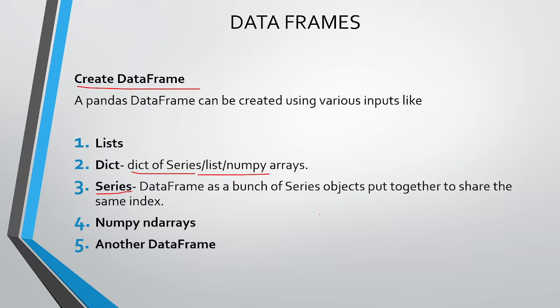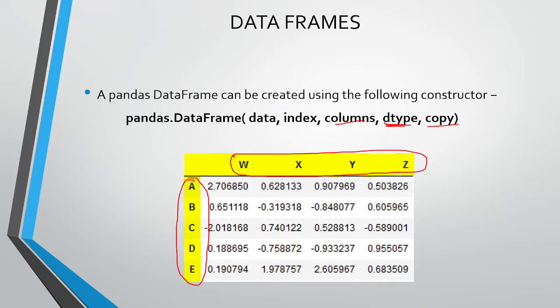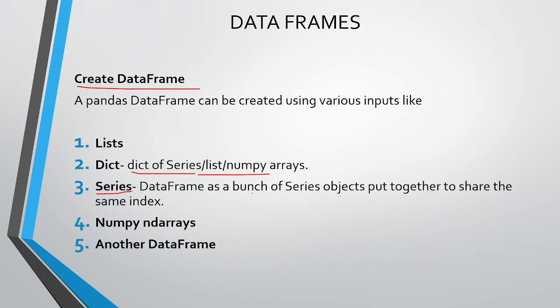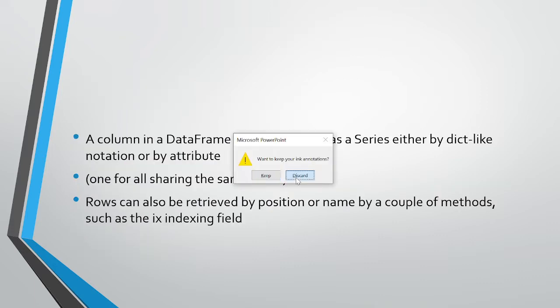So how do you do that? A data frame is nothing but a bunch of series. This is one series, this is one series, this is one series, and if they are sharing a common index a, b, c, d, e, we can say a data frame is a bunch of series objects put together to share the same index. We can also create a data frame using NumPy ndarrays and another data frame. So we'll go to the coding part and try out each one of it.